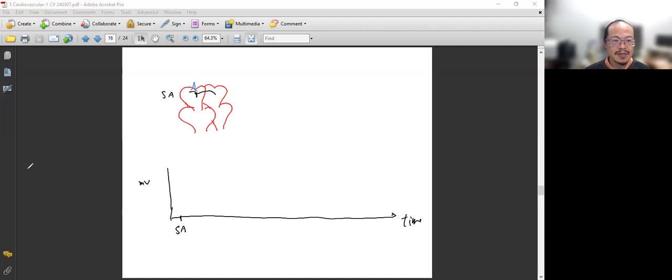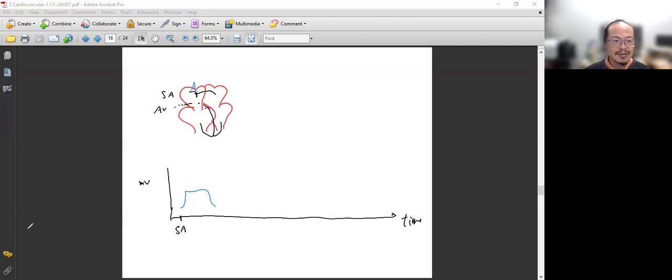Let's use the blue one. So here it will generate an action potential like that. Left and right will generate action potential, and then it closes. And then the signal from the SA node will transmit to the AV node right here. This is the AV node. It will then send a signal to both left and right ventricle, so both will generate another action potential.